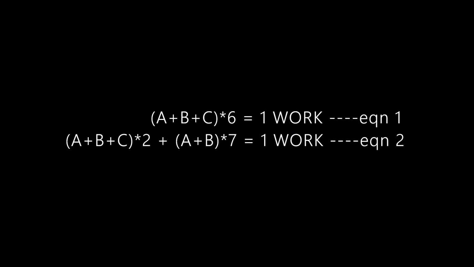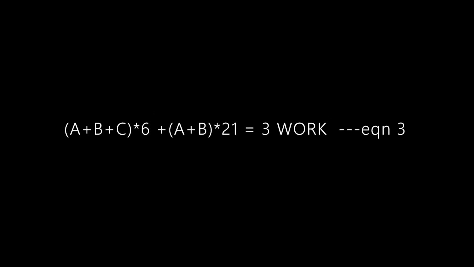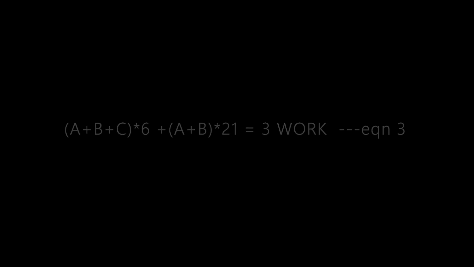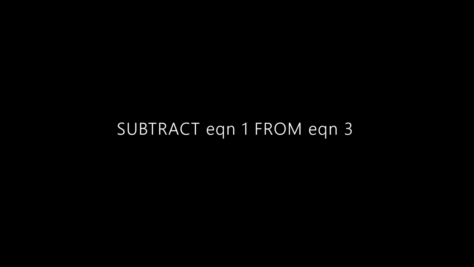Similarly, we get the second equation as (a + b + c) × 2 + (a + b) × 7 = 1 work. Now to apply the elimination method between equation 1 and equation 2, we multiply equation 2 by 3. This gives us (a + b + c) × 6 + (a + b) × 21 = 3 work. Now subtract equation 1 from equation 3.